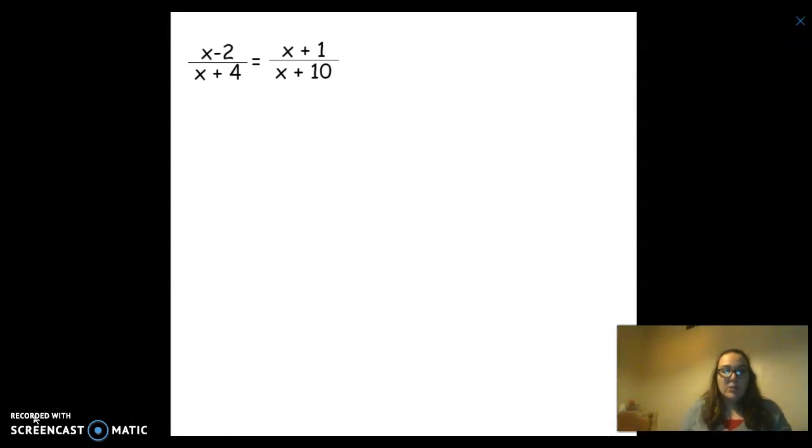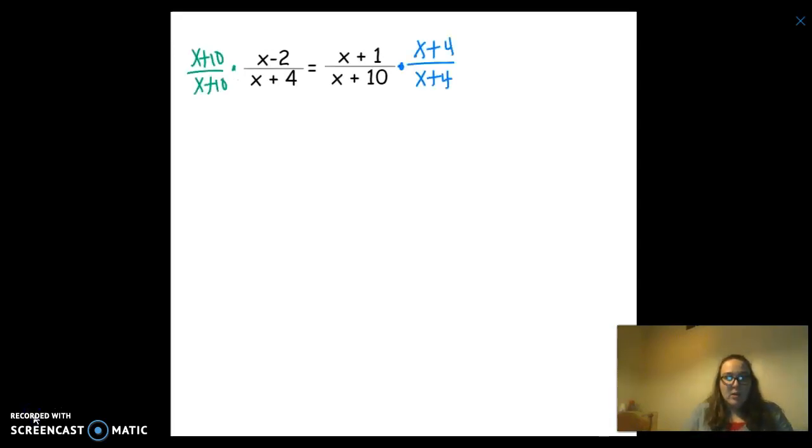I'm going to let you try this one on your own here. So here we have x minus 2 over x plus 4 equals x plus 1 over x plus 10. I'm going to let you get it to the point where you are ready to set the numerators equal on your own. I will pause and play so you can check some steps. There is your form of 1, okay, on the left and the right.